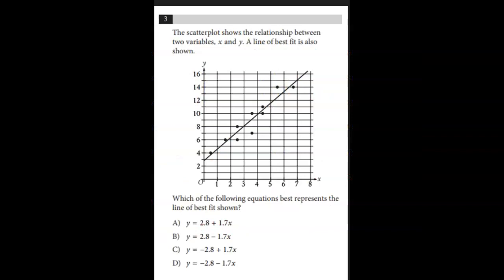All right, number three. The scatter plot shows the relationship between two variables, x and y. A line of best fit is also shown. Which of the following equations best represents the line of best fit shown? All right, well, immediately I'm going to look at the y-intercept. Any that are negative are completely wrong. And we know the slope is positive because it's going upwards. And looking at this answer, we can see that this is a negative slope. So A is the only answer choice we have left.